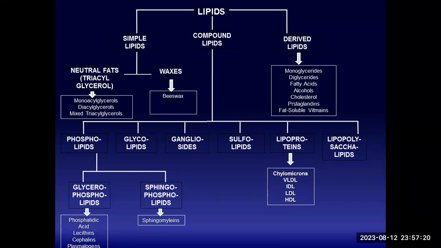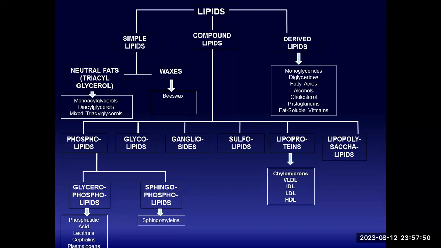Simple lipids are the esters of fatty acid with alcohol, glycerol, or waxes. Again, the neutral lipids or the simple lipids are of two types. One are the fats and the other ones are the oils. Beeswax is an ester of fatty acid with a long chain fatty acid.